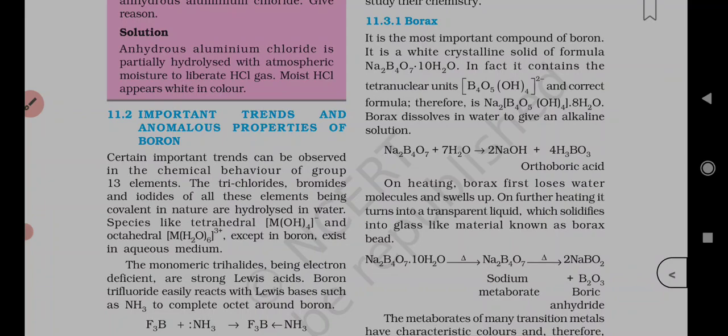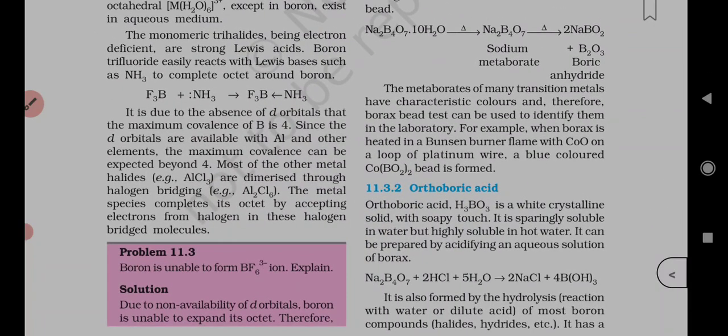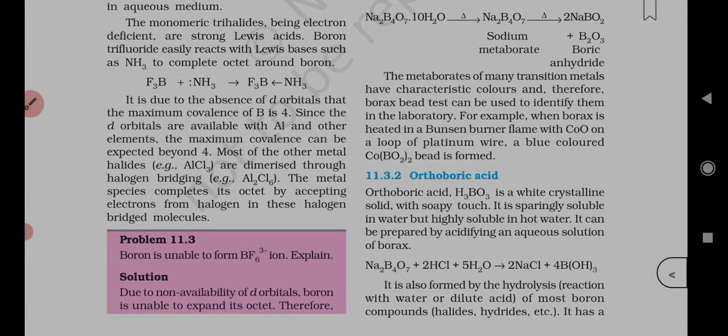So the others are all made from borax, so acidify borax: 5 water molecules, NaCl and B(OH) taken thrice will form. B(OH) taken thrice means H3BO3. It is also formed by the hydrolysis reaction with water or dilute acid of most boron compounds, halides, hydrides, etc. It has a layered structure in which planar BO3 units are joined by hydrogen bonds.